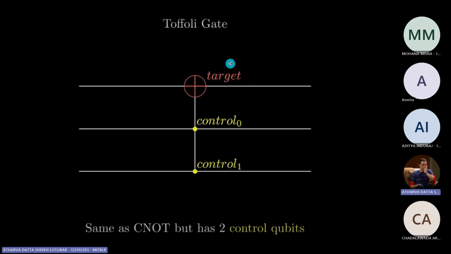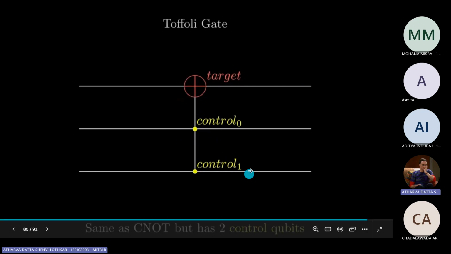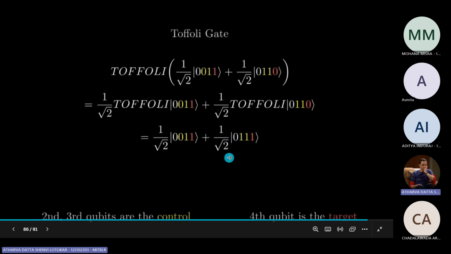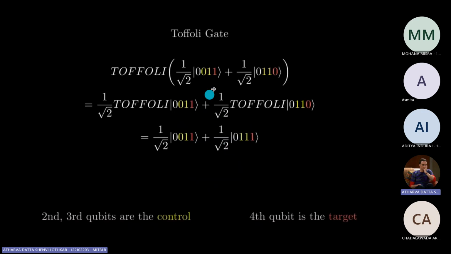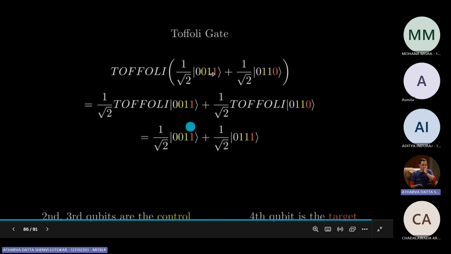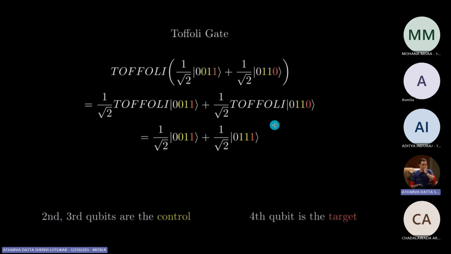Now coming to this gate, it has two control bits, and they both need to be one. The second and the third one here are control, and the fourth one is the target. So if you have 0 and 1, it won't change here. But if you have both as 1, it makes a change here. So this is the Toffoli gate. I forgot to mention this is the Toffoli gate. This is a more advanced form of the CNOT gate.